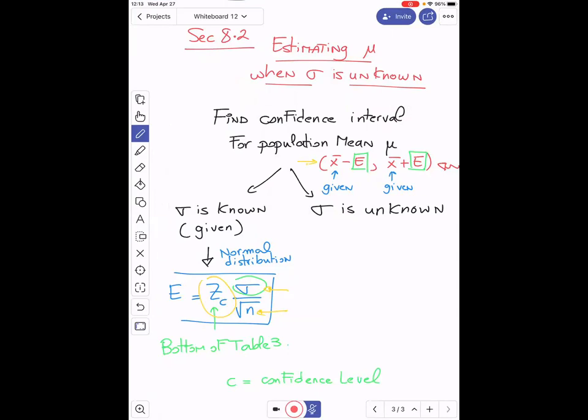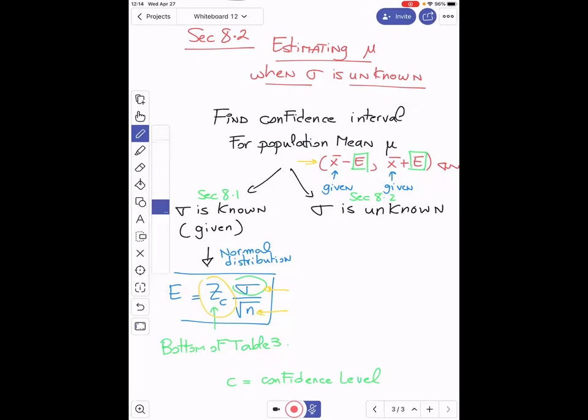I'm gonna do one example so you can see how this works. But now, the other case, the second case. So we discussed this, sigma is known, that was in section 8.1. Now, in 8.2, we said, what about the case when sigma is unknown? When sigma is unknown, the idea is the same.